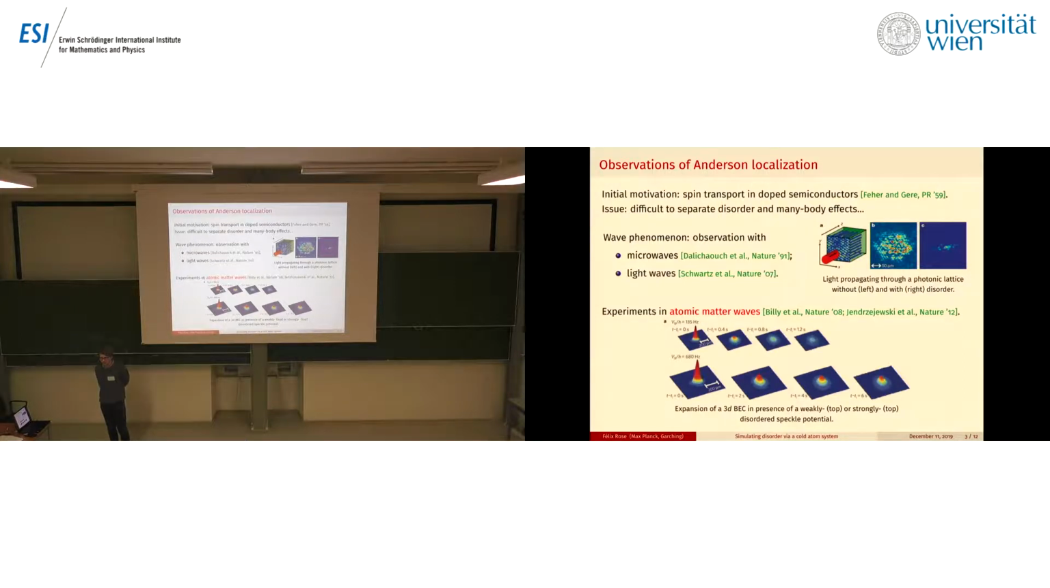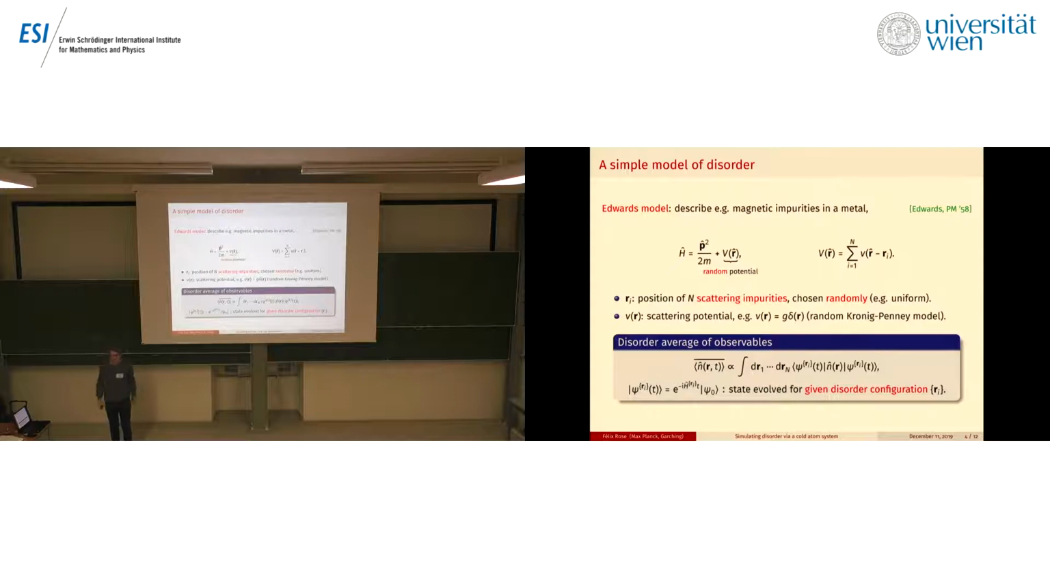So that's it for this introduction, and now I would like to go to the bulk of this presentation, which is a mapping between a very simple model for disorder and a Hamiltonian which can be realized in quantum optics. The model for the disorder that I'm presenting is the so-called Edwards model.